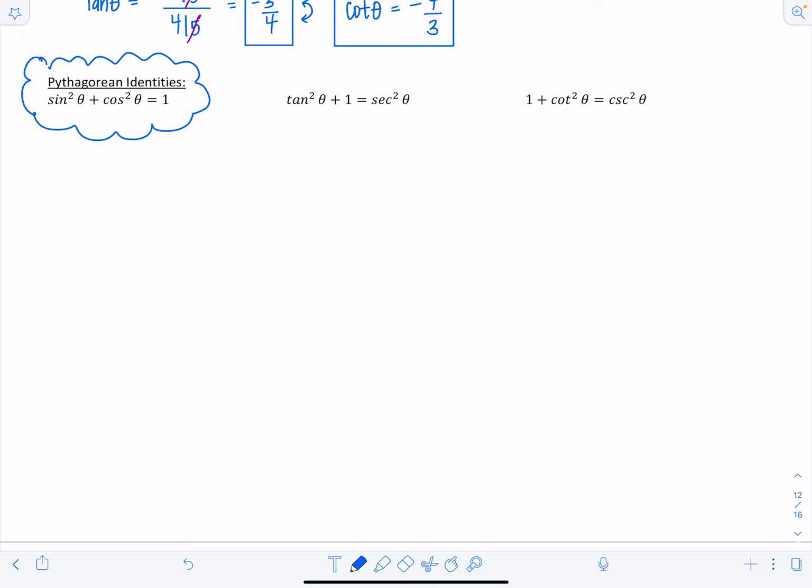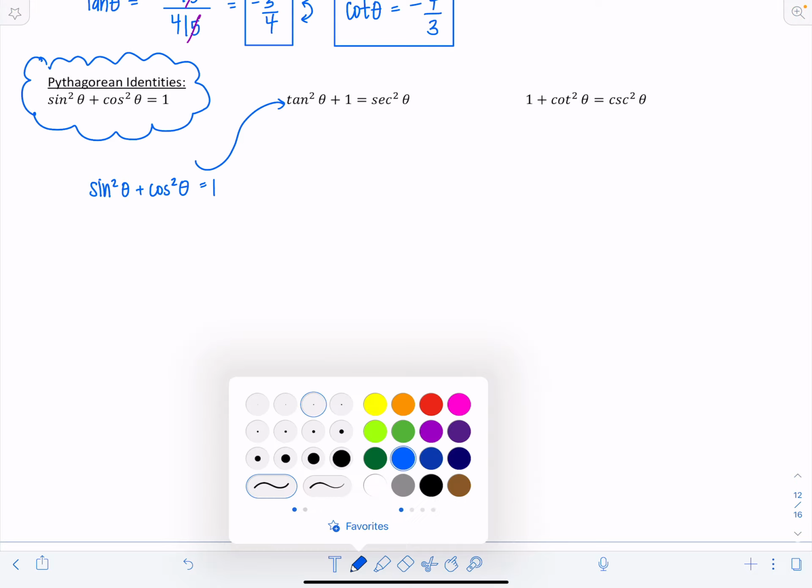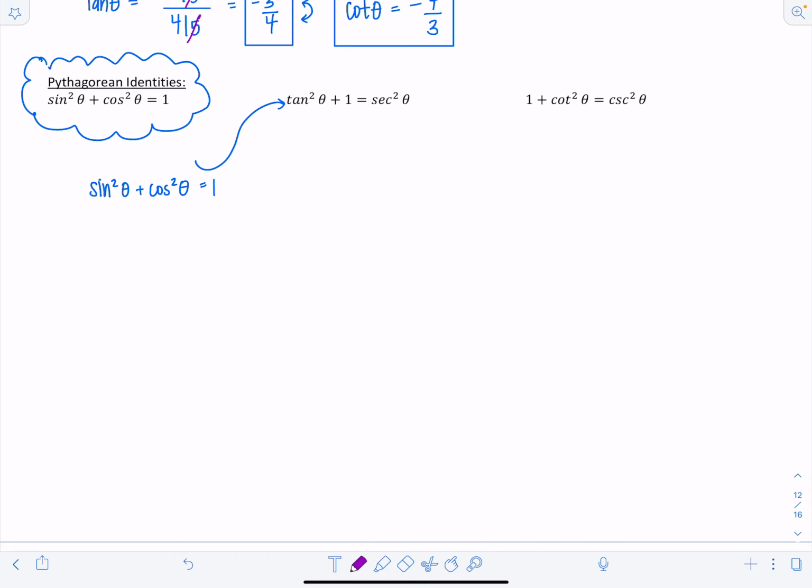Okay? So if you have sine squared theta plus cosine squared theta equals 1, I want to show you how you can derive the next identity, which tells us that tangent squared theta plus 1 equals secant squared theta. How am I going to get there? I'm going to divide everything by cosine squared theta.